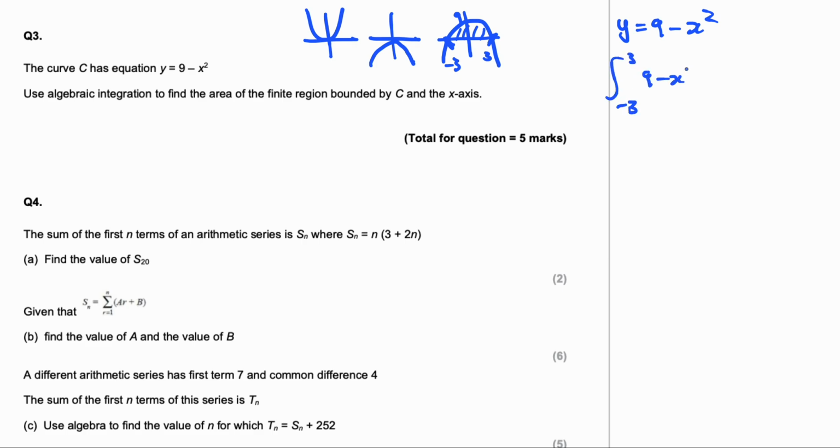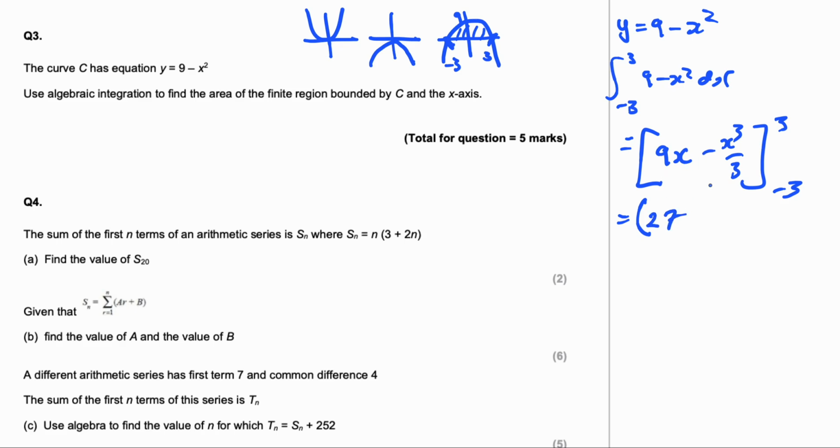9 minus x squared dx. So first we integrate. 9 becomes 9x. Add 1 to the power and divide. So minus x cubed over 3. Between 3 and minus 3. So now we substitute in. So our first bracket is when we introduce 3. So 3 times 9 is 27. And that's 27 divided by 3 minus. That's going to be 9. And then we're going to subtract. We put minus 3 in here, so it's minus 27.